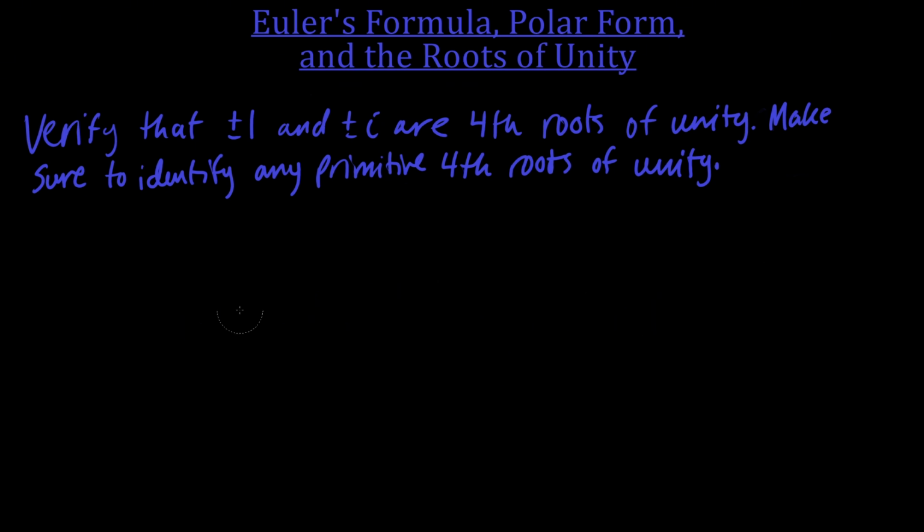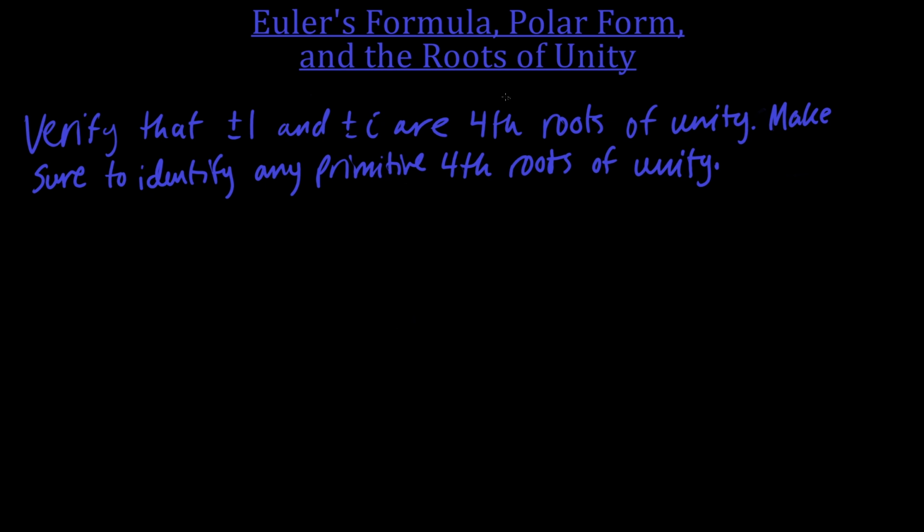Great. Now, something I want to point out is that there are always exactly n nth roots of unity. So in this case, we've identified all of the fourth roots of unity because we found 4 numbers that satisfy the properties of being a fourth root of unity. Great. Now let's identify which of them are primitive fourth roots of unity.